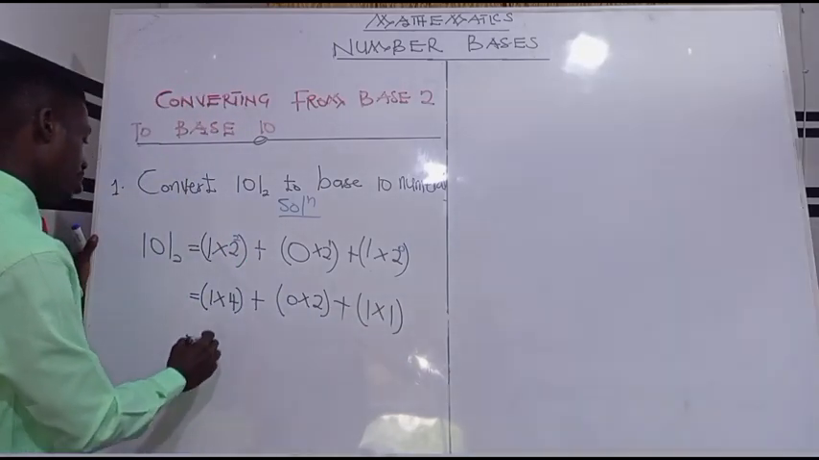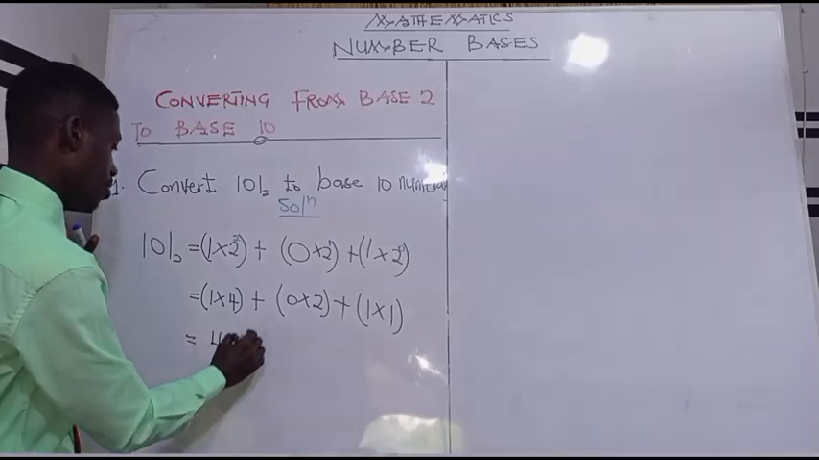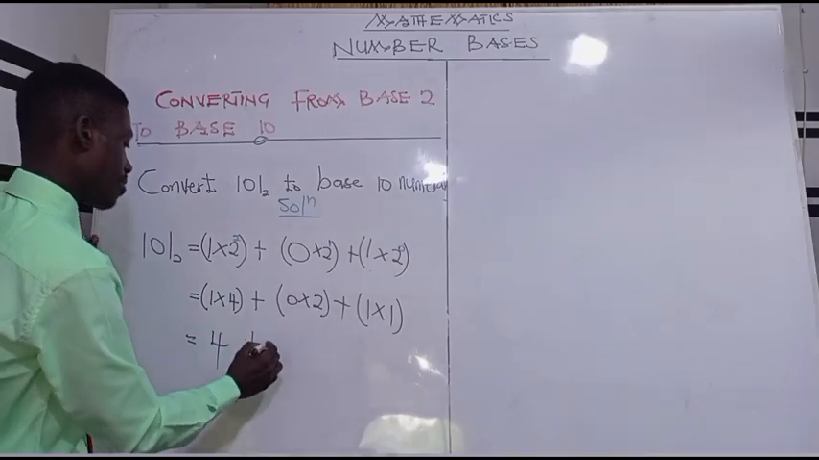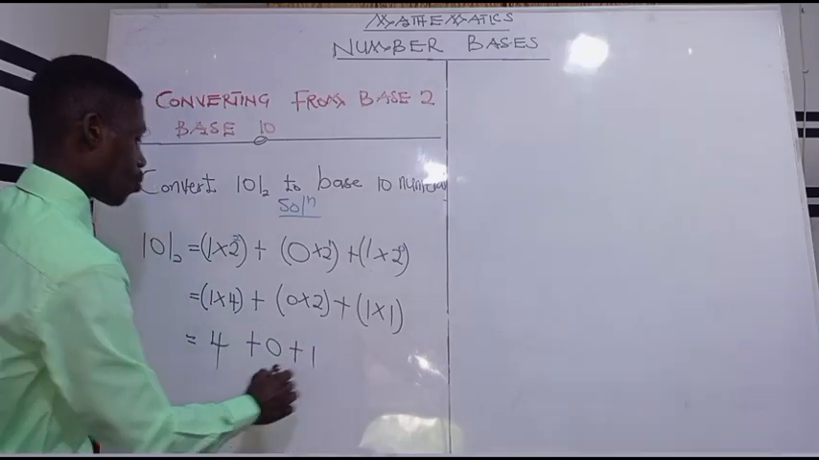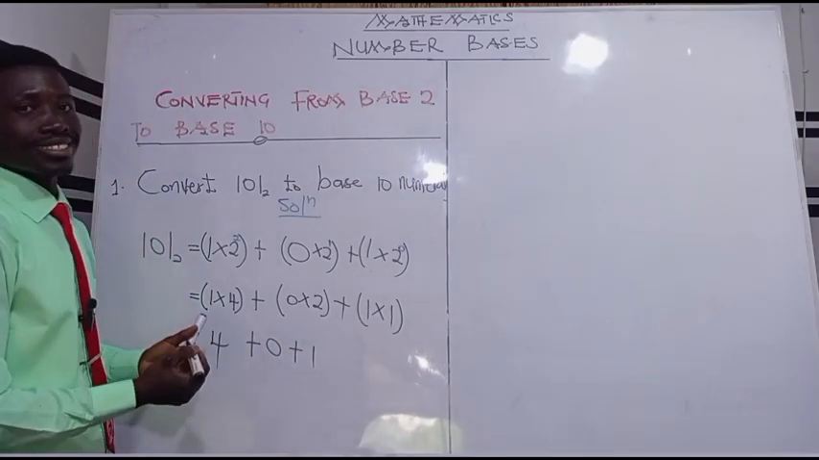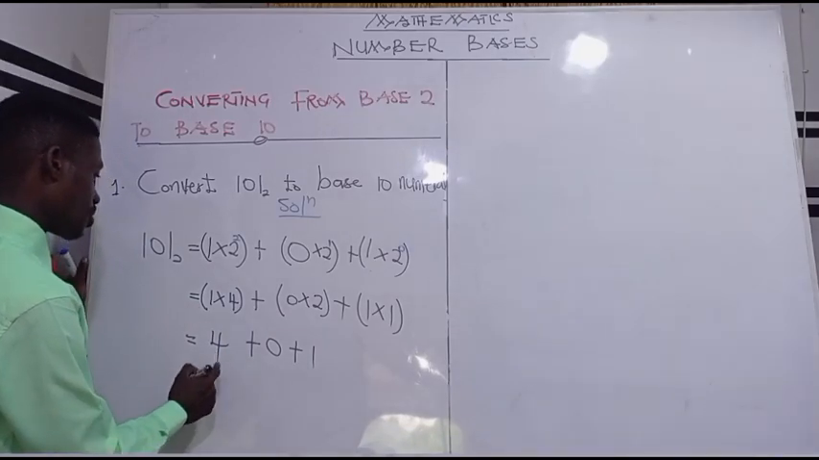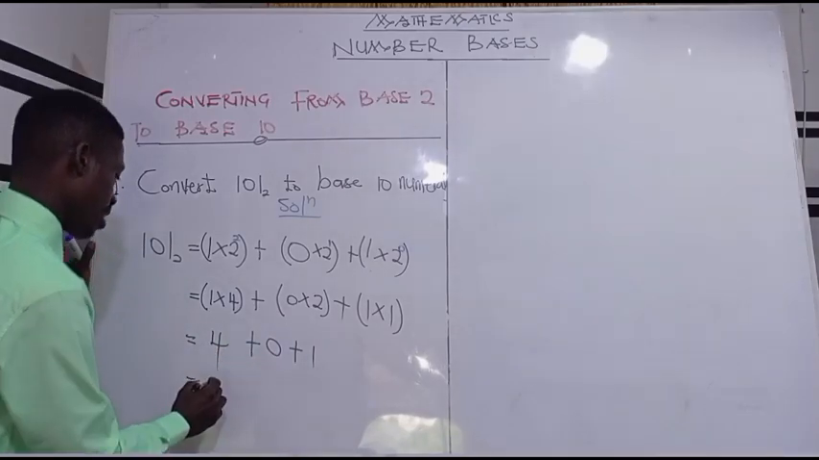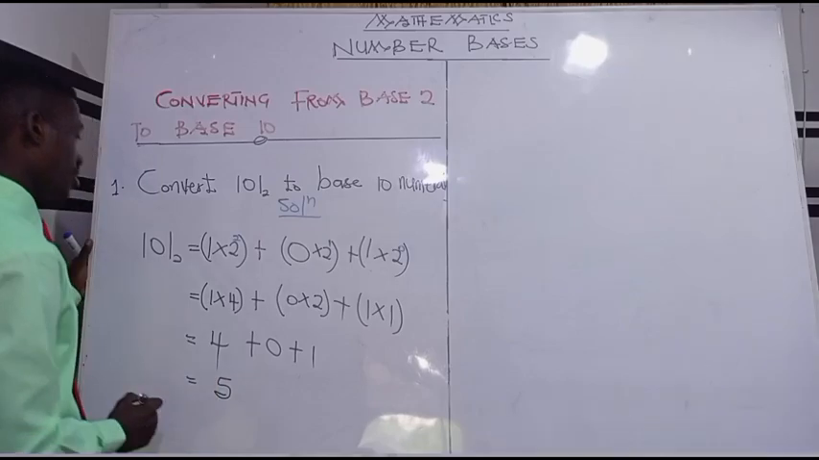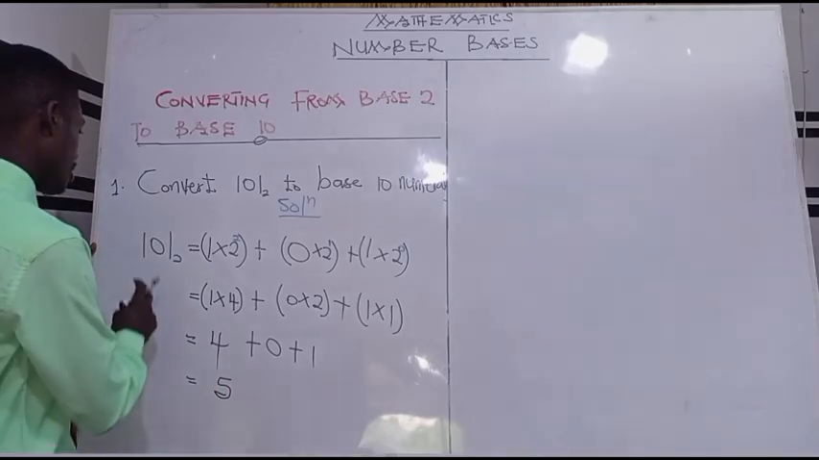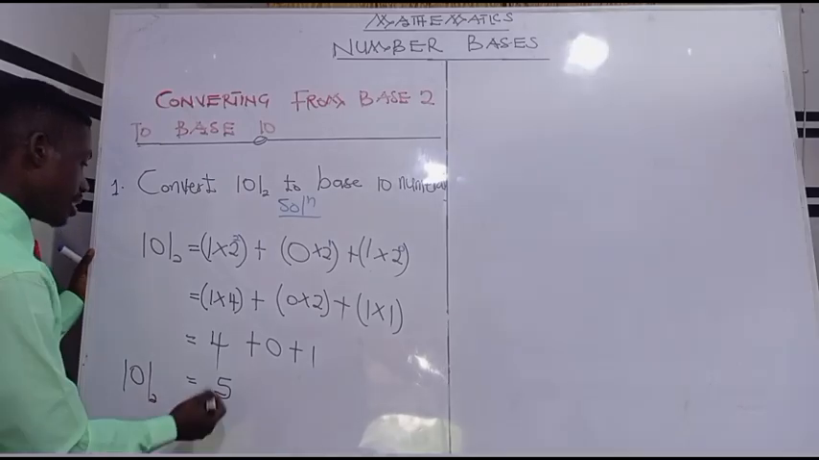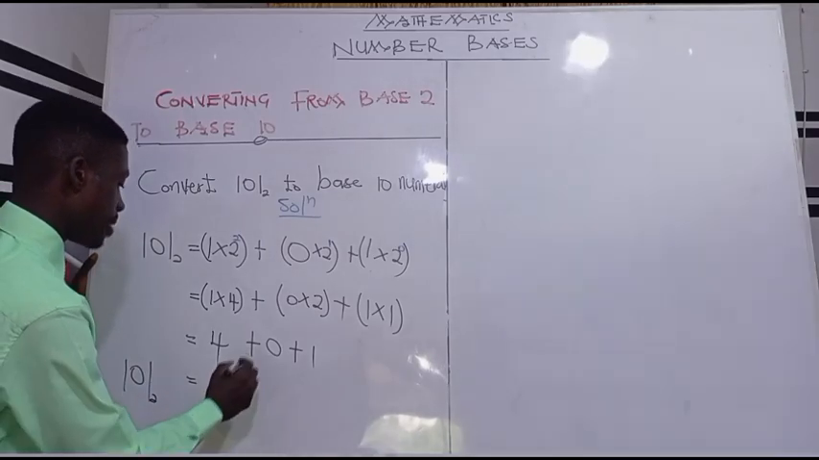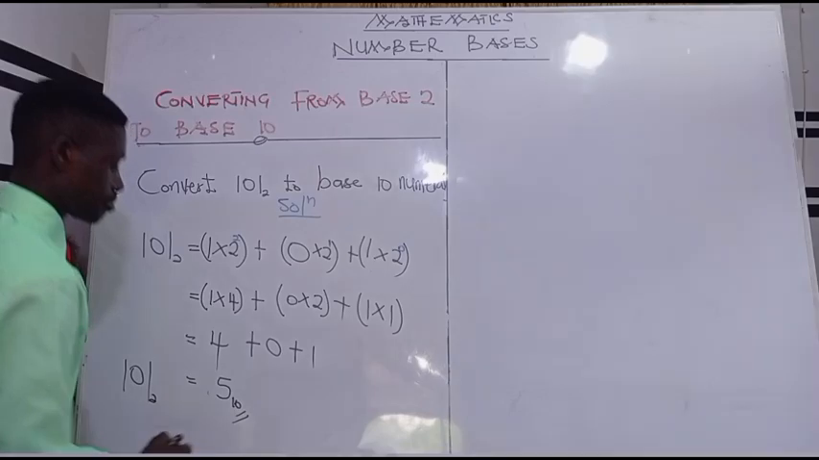So 1 times 4 will give us 4, plus 0 times 2 will give us 0, plus 1 times 1 will give us 1. The rest is addition. So 4 plus 0 plus 1 will give us 5. So therefore we can say that 101 base 2 is equal to 5 base 10.